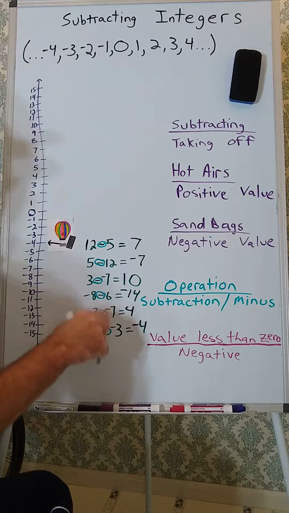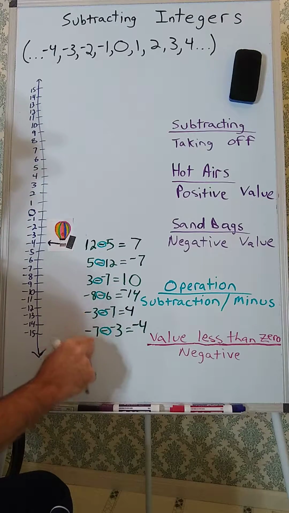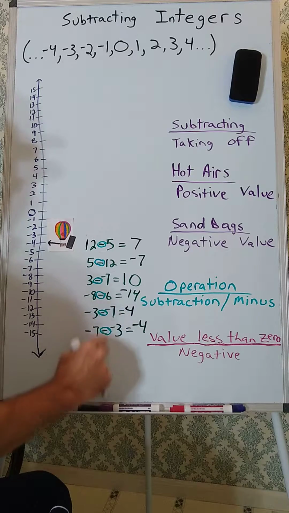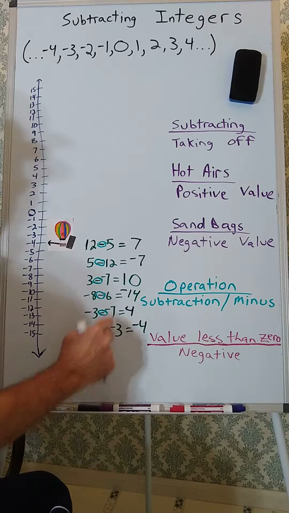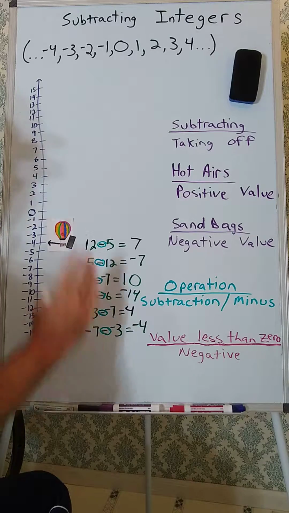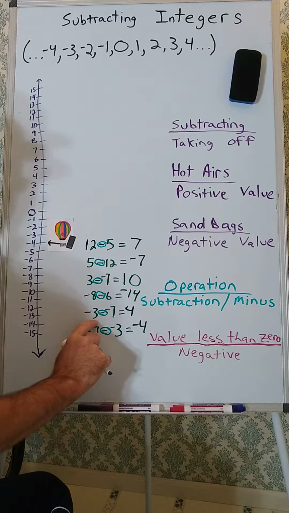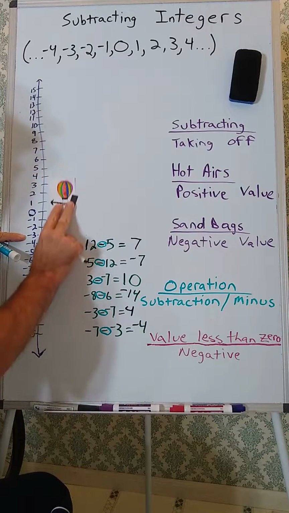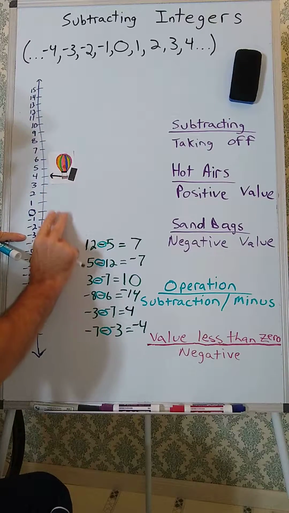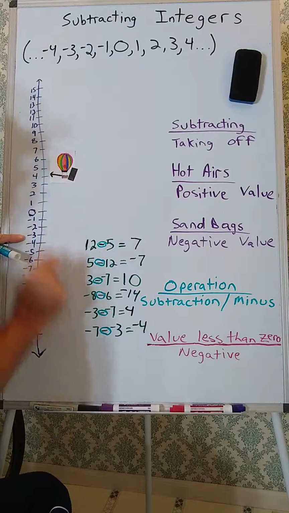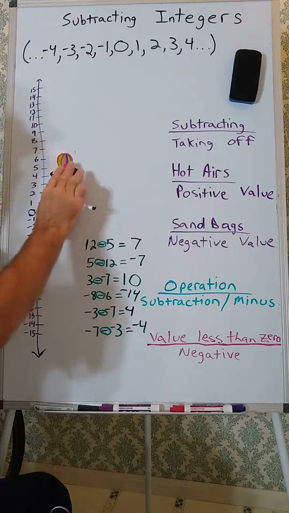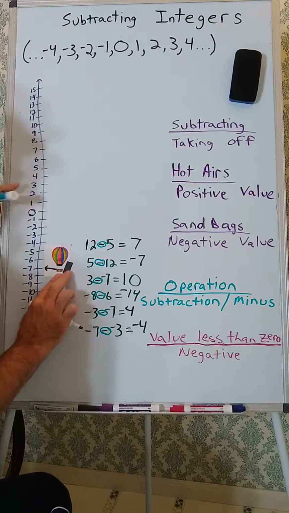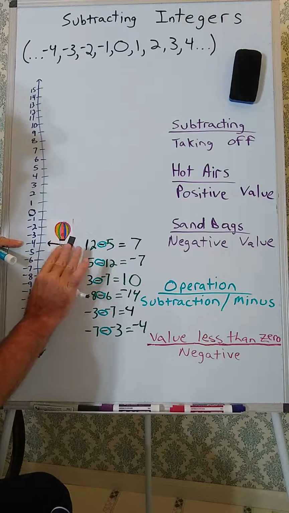Okay, and you see these two look similar. Both of them started in the negative, and because in both of them we are taking off sandbags, the balloon went up in both cases. This one started at negative 3 and went up 7, so it went past 0 into the positive. This one started at negative 7. It only went up 3, so it wasn't able to go past 0, so it stayed in the negative.